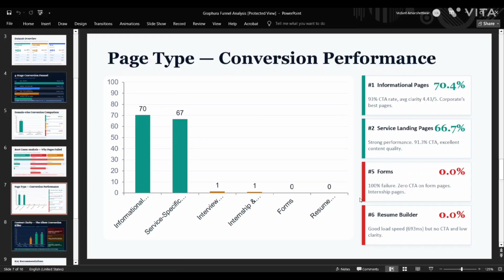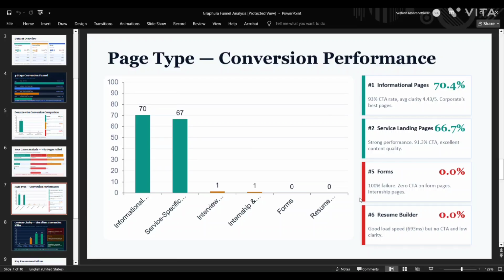Looking at the page type performance, informational pages and service landing pages are the top performers at 70% and 67% conversion rate. At the bottom we can see forms and resume builder, which are at 0%, and internship and recruitment pages are at 1%. This difference is directly linked to CTA presence and content clarity.